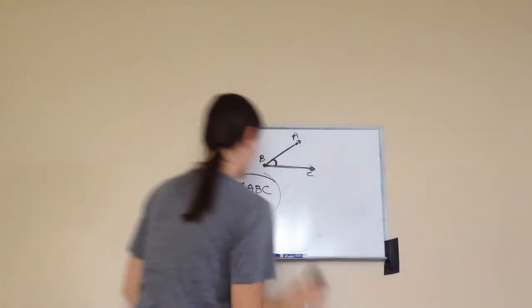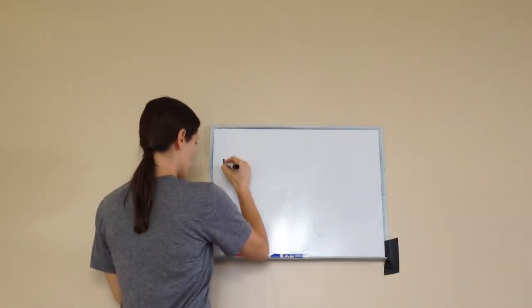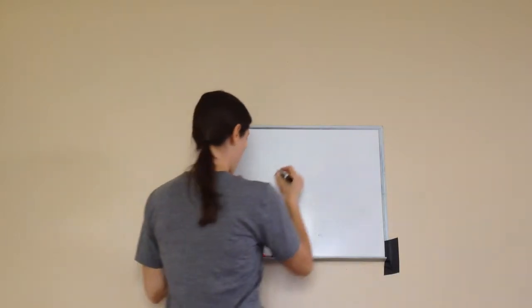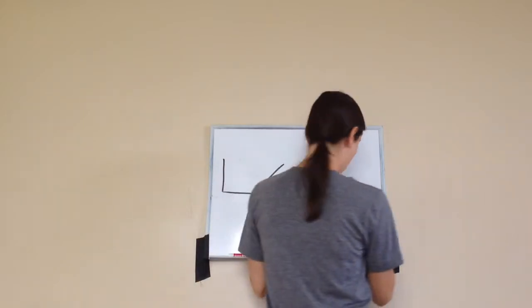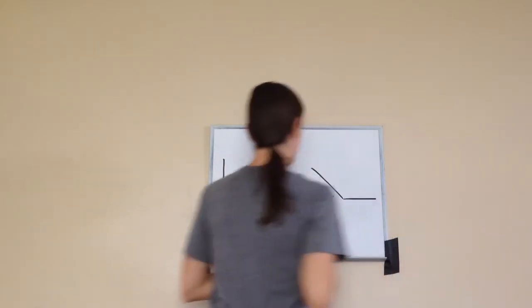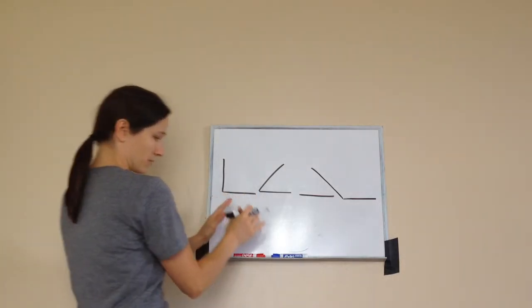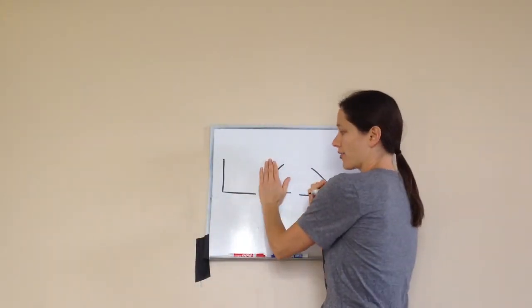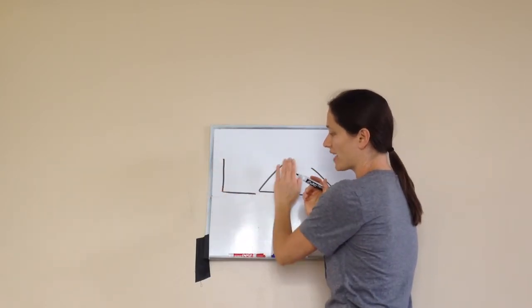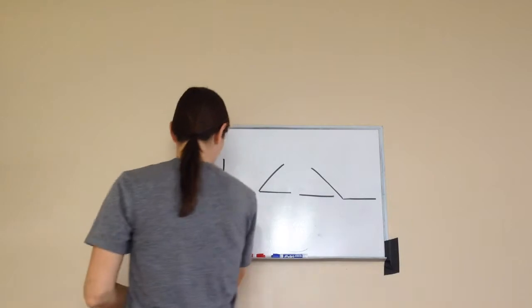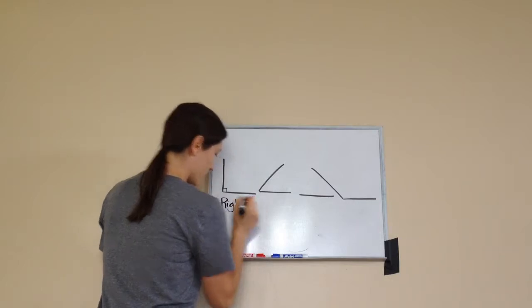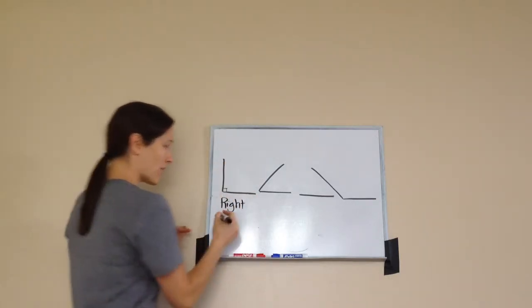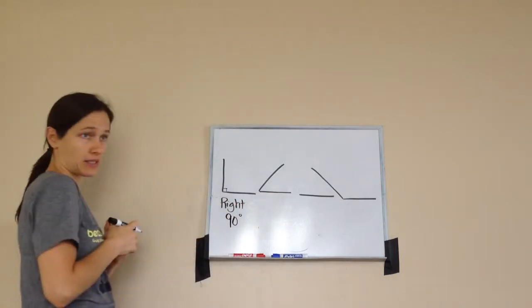Hopefully that makes sense. All right, let's quickly review our angles from last year. I'm going to draw them up here. Let's look at just this one. Because this makes a perfect angle, a lot of times they'll have this little square corner right here. That's to show that this is a right angle, and it is exactly 90 degrees.